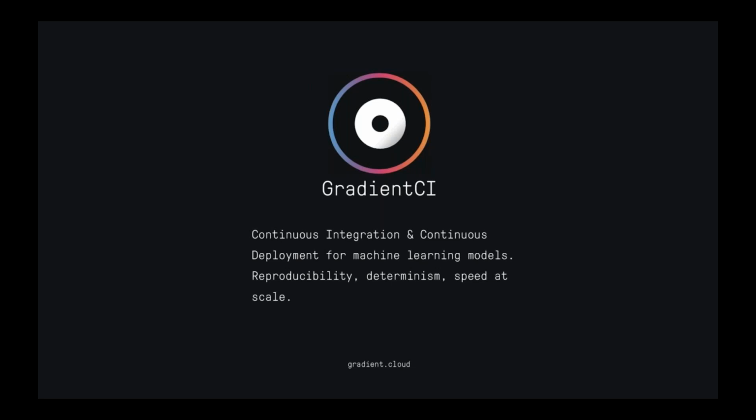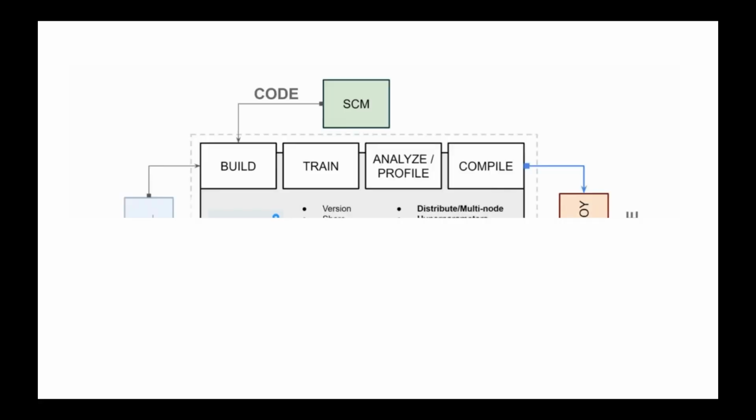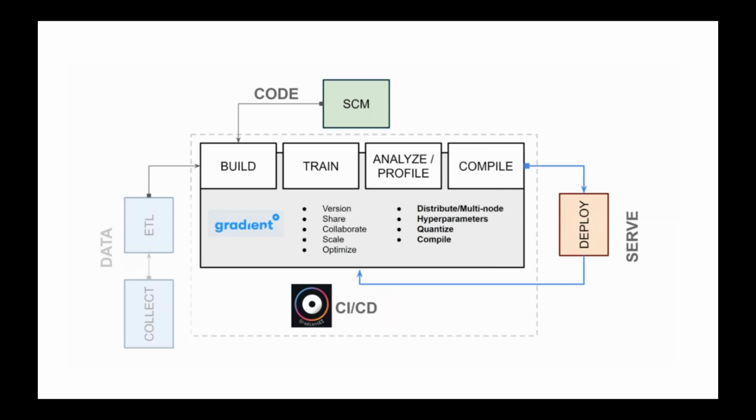And so the thing that ties all of this together is called Gradient CI, which is continuous integration, continuous deployment for these machine learning models and pipelines, where you really need to get reproducibility, determinism, and the ability to go from research to production really quickly. So when we take a look at this, which is a slightly different view of that same slide we were showing previously, you have the data coming in, various ETL or collection systems, entering the cloud location where you're going to be doing the compute. This is where Gradient CI kicks in.